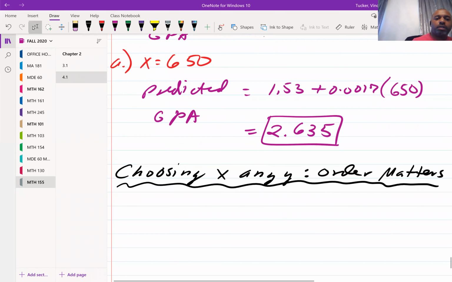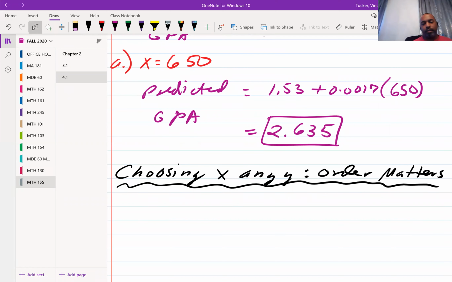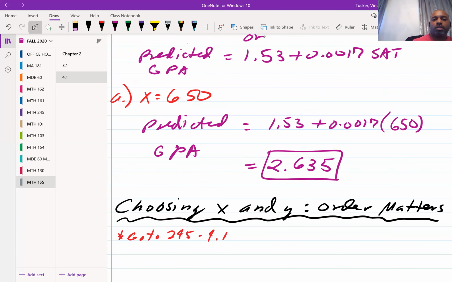All right, so the next piece in this section is looking at, like I mentioned before, choosing X and Y. I think it's section 4.1. Can I go off this page? Everybody good?